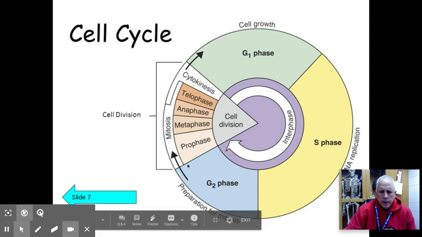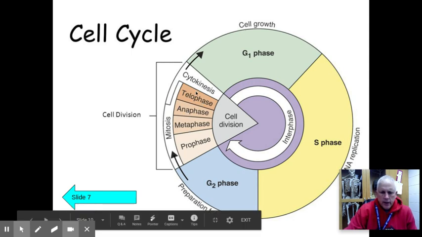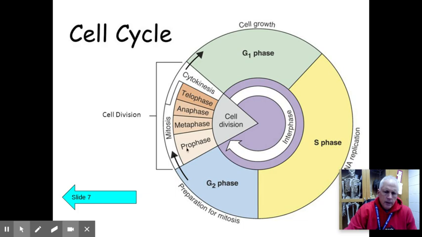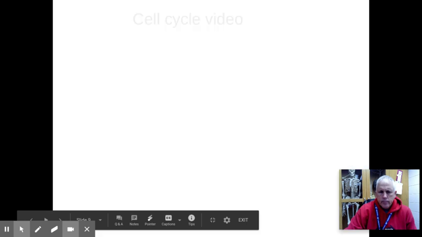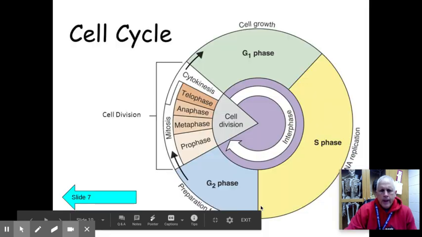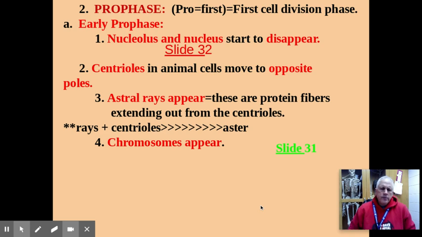Today, we're going to talk about this slice of the pie: prophase, metaphase, anaphase, telophase, and mainly talk about mitosis and how it's different than these other phases, okay? So let's just jump right in.